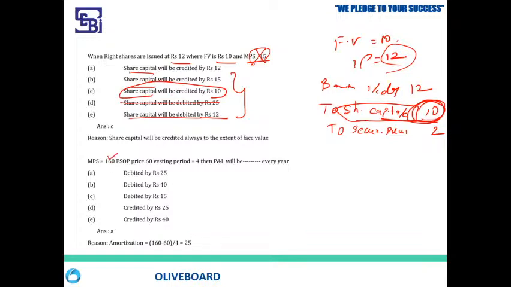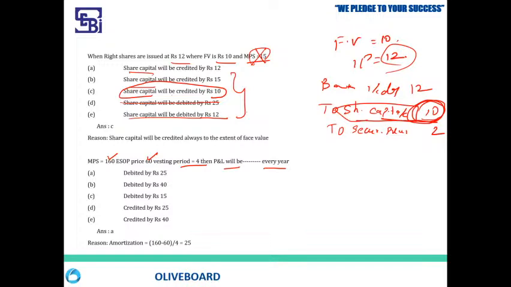My market price is 160. ESOP price is 60. Vesting period is 4. Then P&L will be dash every year. Remember, this question is related to your ESOP. Now, when I talk about ESOP, there is something called intrinsic value we will find out, and that will be as per the provisions of ESOP.